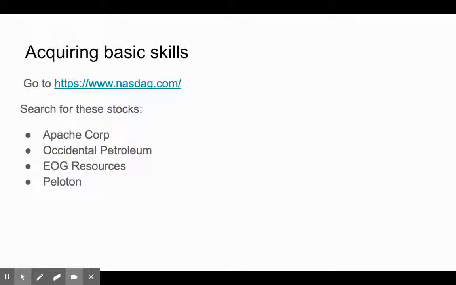The 4 stocks that I picked are currently in the news, and that's usually how it happens. You'll see a stock in the news, and then you think, oh, I want to research that stock. I want to know more about it. What's going on with it? So we're going to look at these 4 companies: Apache Corp, Occidental Petroleum, EOG Resources, and Peloton.